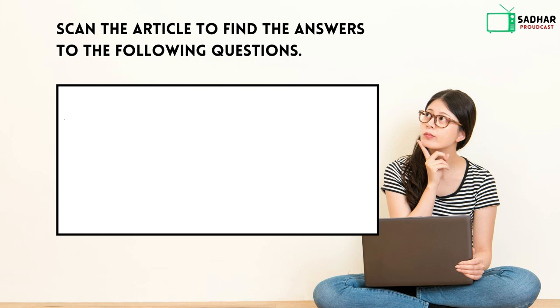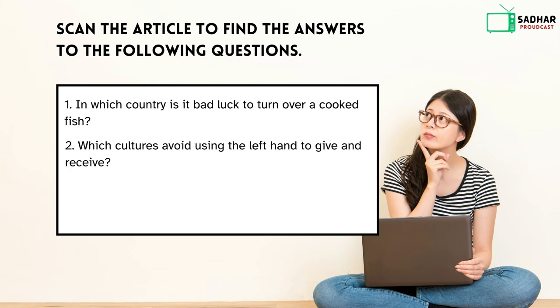Now scan the article to find the answers to the following questions. Number 1, in which country is it bad luck to turn over a cooked fish? Number 2, which cultures avoid using the left hand to give and receive? Number 3, how many times do Belgians kiss each other on the cheek? Let's find the keywords from the questions and also the keywords in the passage.